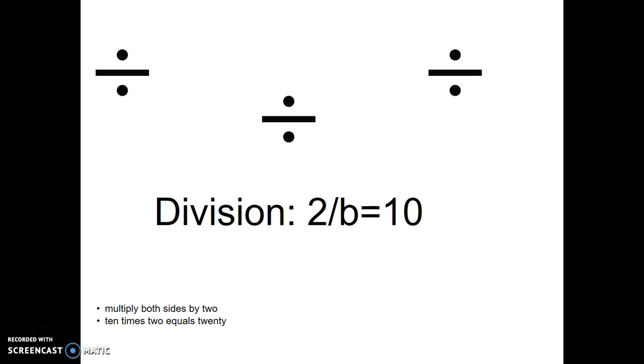Our last problem is 2 divided by b equals 10. We want to ask ourselves the 3 big questions. What is the variable? Our variable in this equation is b. What operation is being performed? The operation is division. And then we want to ask ourselves the inverse of division, which is multiplication. So we would multiply both sides by 2. 10 times 2 equals 20. So our final answer would be b equals 20.